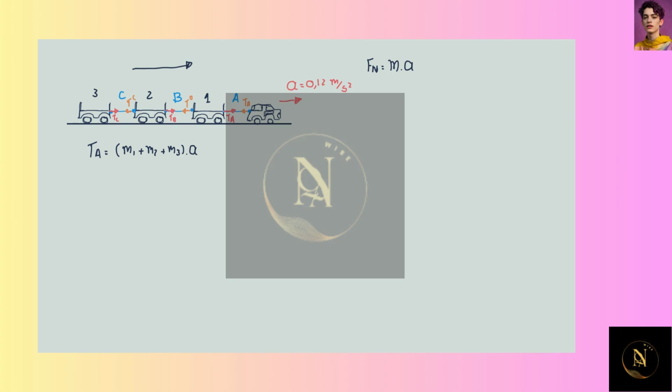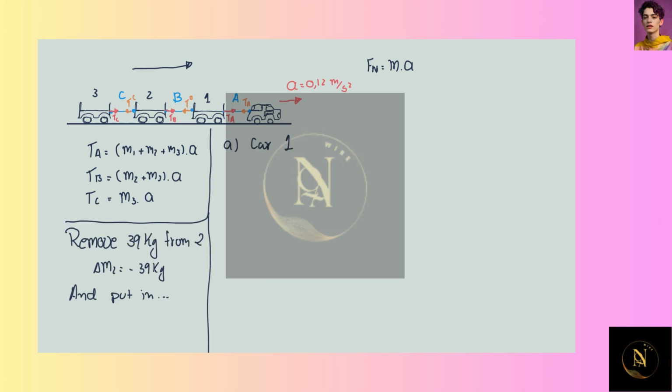We can do the same for TB, because the tension B is responsible for moving cars 2 and 3. Then, tension B is given by the mass of the second car plus the mass of the third car times the acceleration of the system. And finally, TC is responsible for moving the last car. Therefore, TC is given by M3 times A. Notice that I have used the same acceleration for every car. This is because they are moving together, so they have the same acceleration, which is 0.12 meters per second squared. Knowing this, we can proceed to the question.